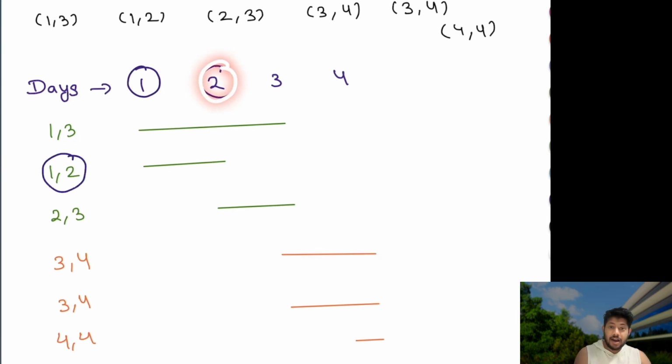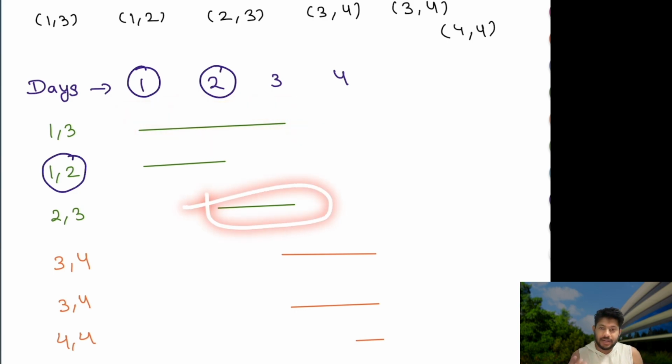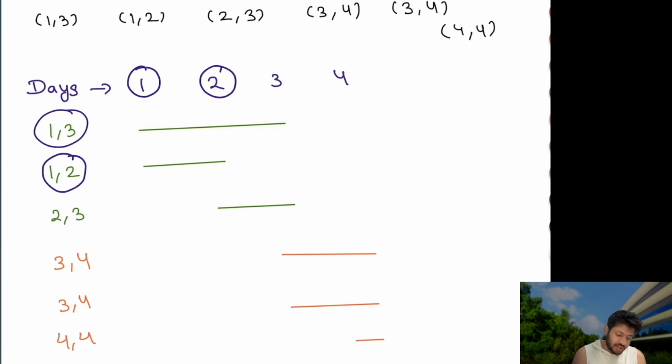On day number 2, I have this event which can be attended. I have this particular event which can be attended. I can attend this event on day number 2, right? On day number 3, I have 1, 2 and 3 options. All these events are happening on day number 3. I can just attend one. So I will attend this one, right?